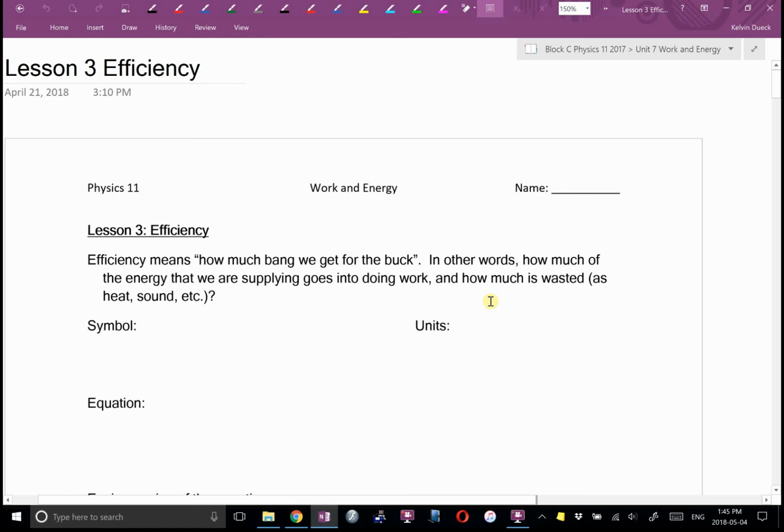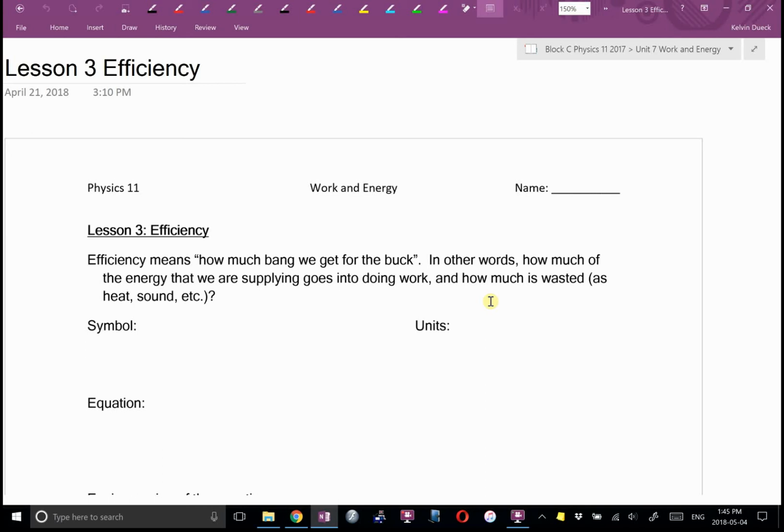Efficiency. It's how much bang you get for your buck, if you want a non-sciencey definition. It's how much of the energy that we're supplying, or the power that we're supplying, goes into work or power, and how much of it is wasted as heat and sound and other.